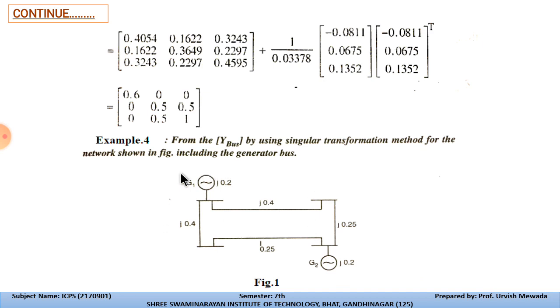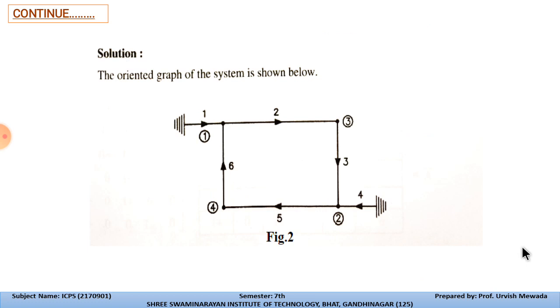So the impedance between 1 and this bus is 0.4, and this is the self impedance of this generator, that is 0.2. Then between this generating bus and this bus, the impedance is 0.4. Similarly 0.25, 0.25 and 0.2. So let us solve this.